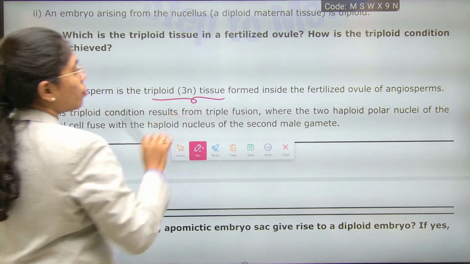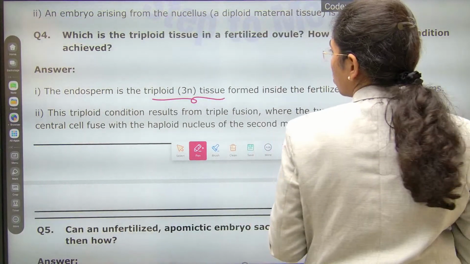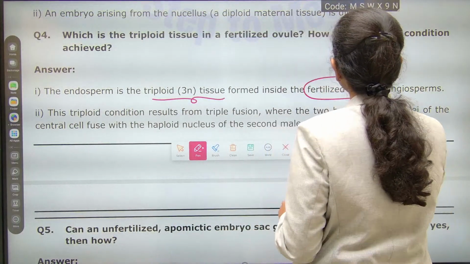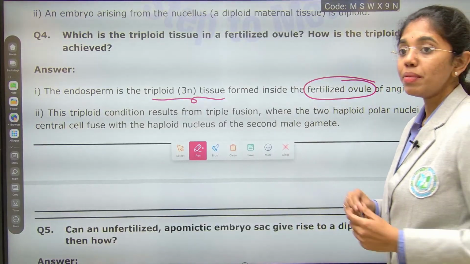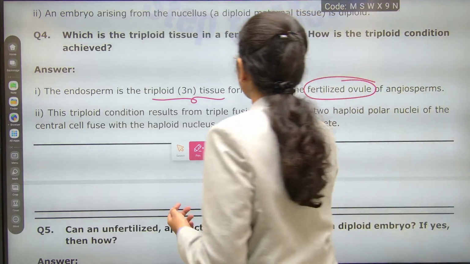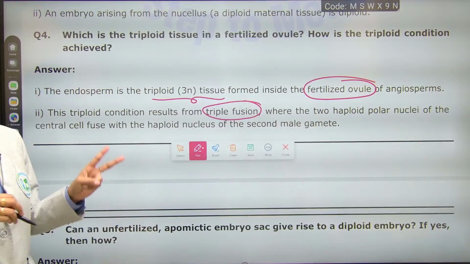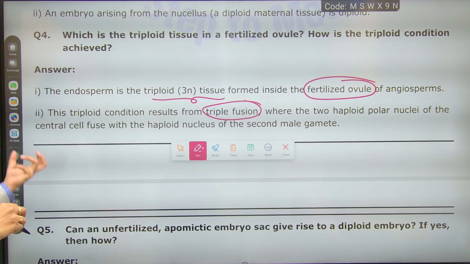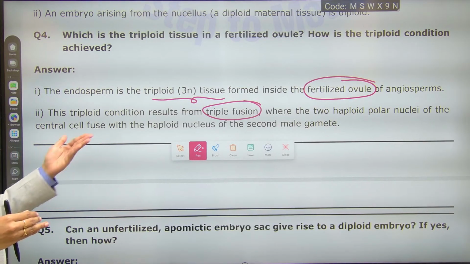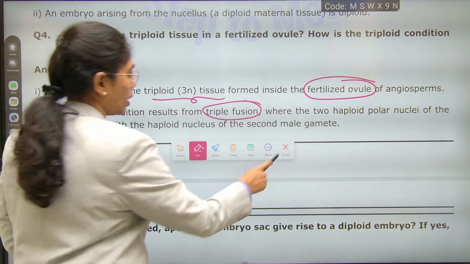You can write: endosperm is formed inside the fertilized ovule of the angiosperm. This triploid condition results from triple fusion, where two haploid polar nuclei fuse with the haploid nucleus of the second male gamete. Okay. Next.